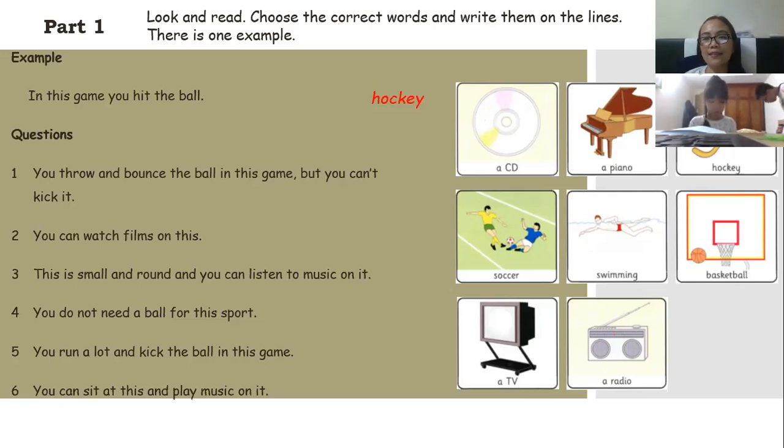Number one, can you read it? You throw and bounce the ball in this game, but you can't kick it. Okay, let me hear it again. You throw and roll the ball in this game, but you can't kick it. Answer? Basketball. Hey, good job.